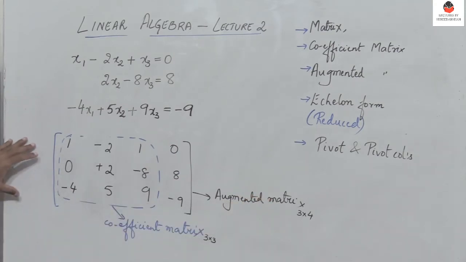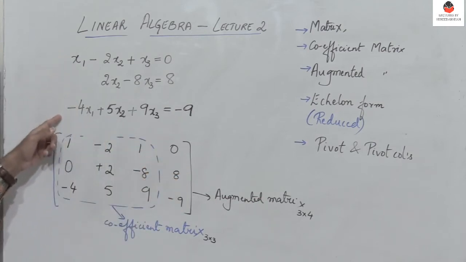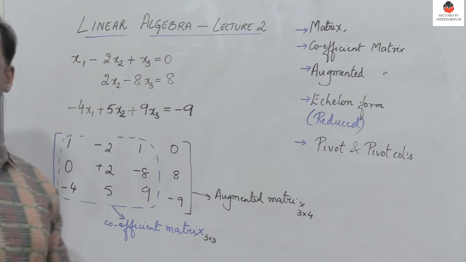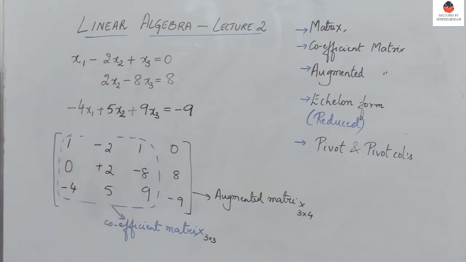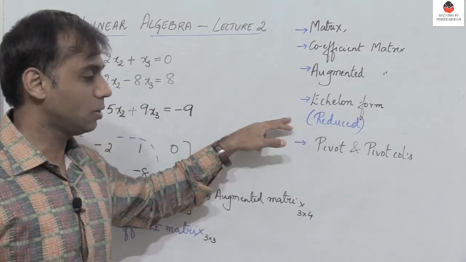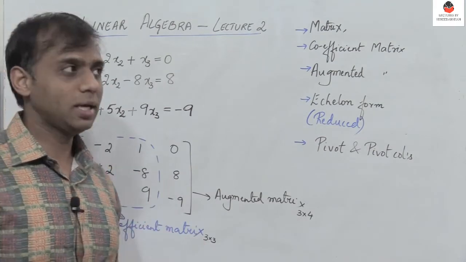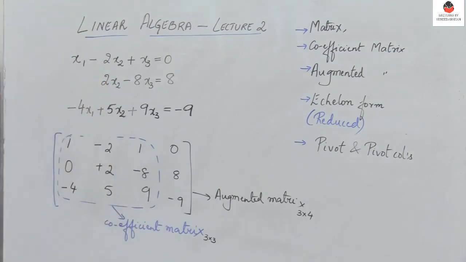Now given a matrix, in order to find the solution, here I have three equations and three variables. To find the solution means that I need to find the values of x1, x2 and x3. To find the solution, if I represent this entire matrix in the echelon form, or more specifically in the reduced echelon form, it becomes very easy for me to find the solution. So how do I get the echelon form of a given matrix? We shall see that.